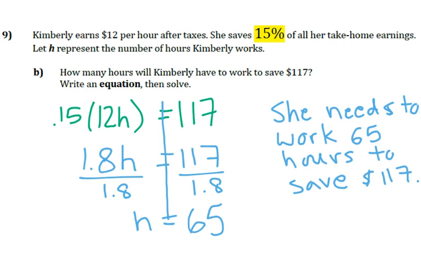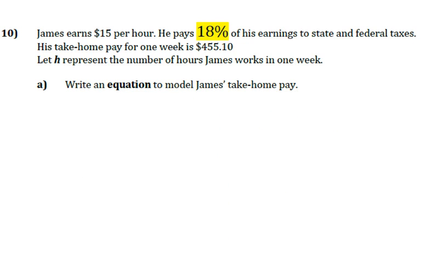Number 10. James earns $15 per hour. He pays 18% of his earnings to state and federal taxes. His take-home pay for 1 week is $455.10. Let H represent the number of hours James works in 1 week. Write an equation to model James' take-home pay.